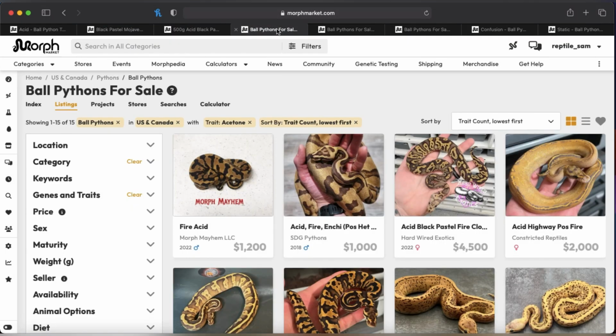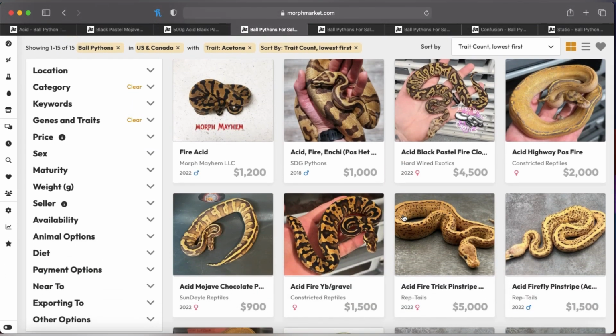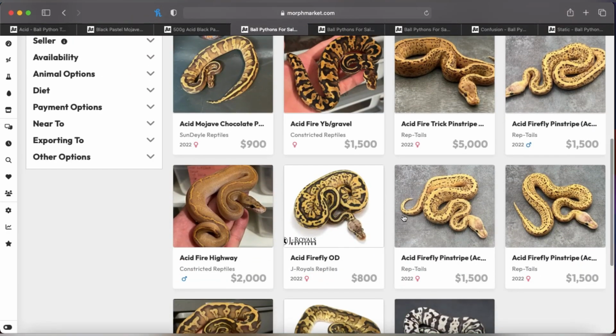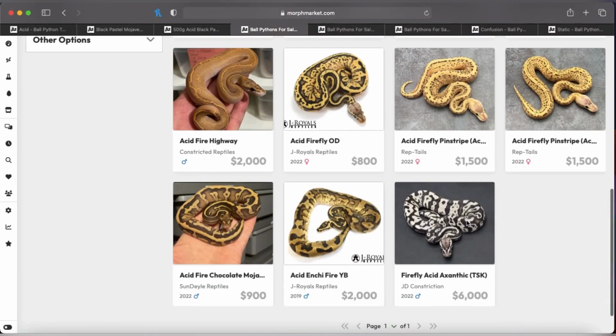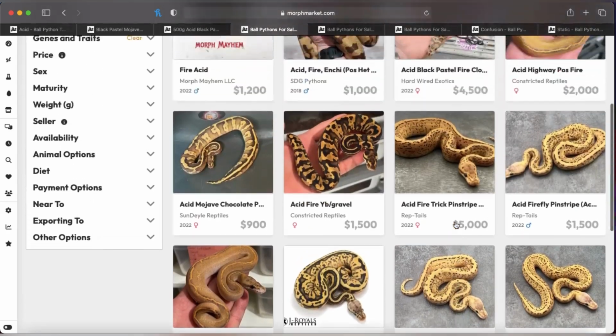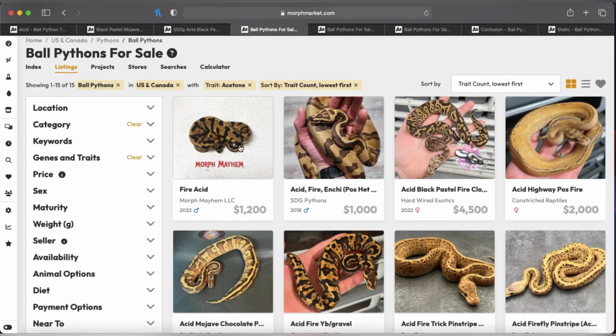Okay, acetone. What is acetone? That's just a fire acid. And you might be thinking, wow, what is going on with these price tags on some of these acid fires? There's some valuable genes. A lot of people are mixing firefly in here, pinstripe. There's an acid axanthic. It's really cool. But if you just have a fire acid, you'll get a really nice light colored acid snake.